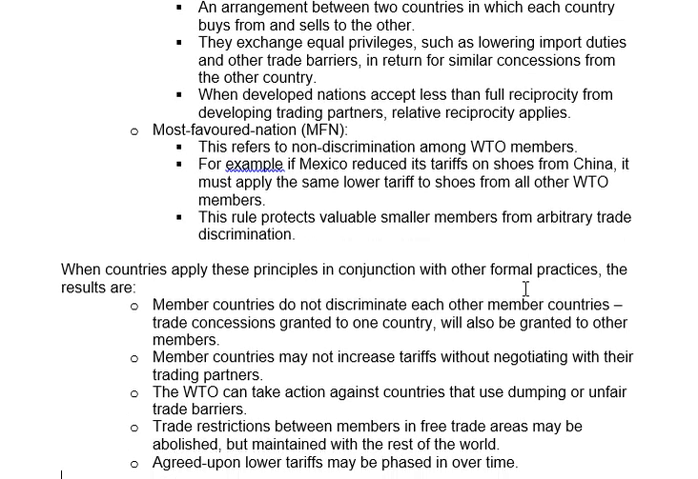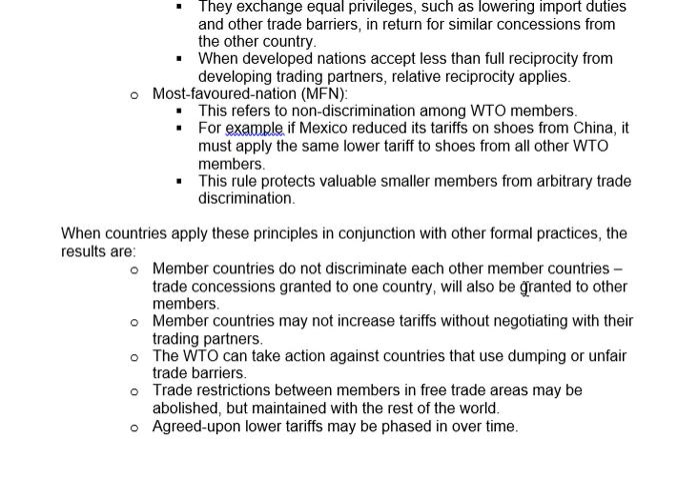The second policy is most favoured nation, or MFN. This means that there should not be any discrimination between World Trade Organization members. For example, if Mexico decides to reduce its tariffs on shoes from China, so when China exports shoes to Mexico, Mexico will not put a customs duty on those Chinese shoes, then it must apply the same lower tariff to shoes from all World Trade Organization members. So if there's another country that is also exporting shoes to Mexico, Mexico should also reduce the tariffs for that country.